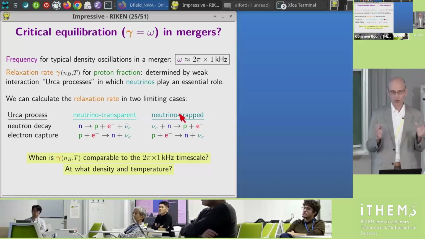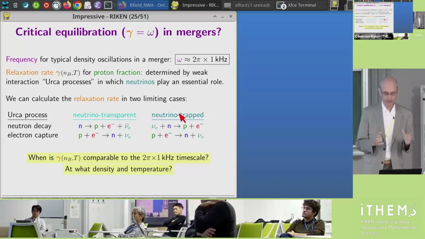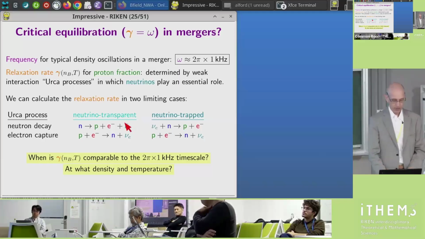So in those limiting cases, we can calculate it. In between, it's ugly and horrible. So in the neutrino transparent regime, what are the processes that restore the proton fraction to its equilibrium value? Well, they are neutron decay, which we all know. Neutron decays to proton, electron, and antineutrino. And electron capture: proton captures an electron and turns into a neutron and a neutrino.